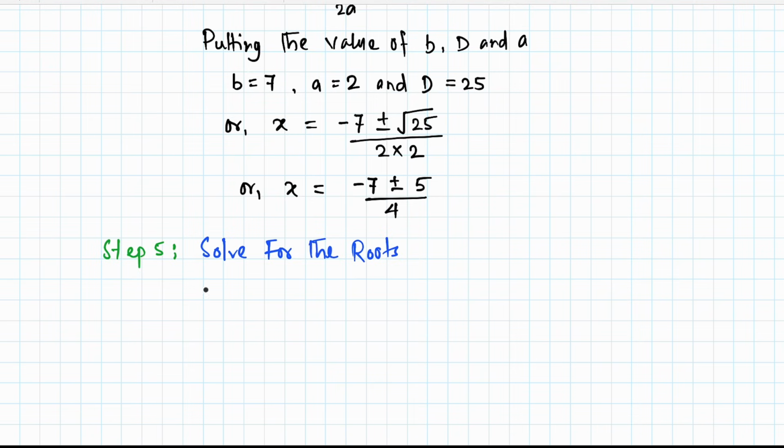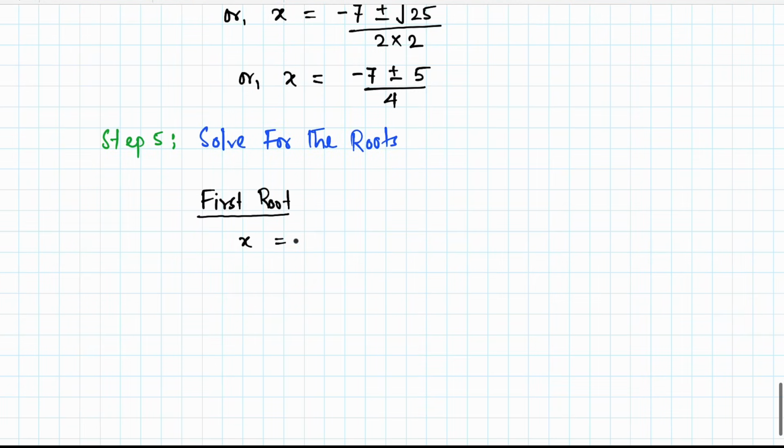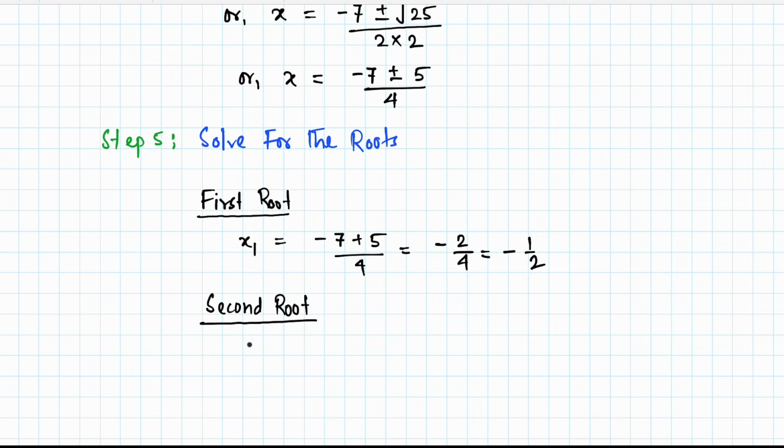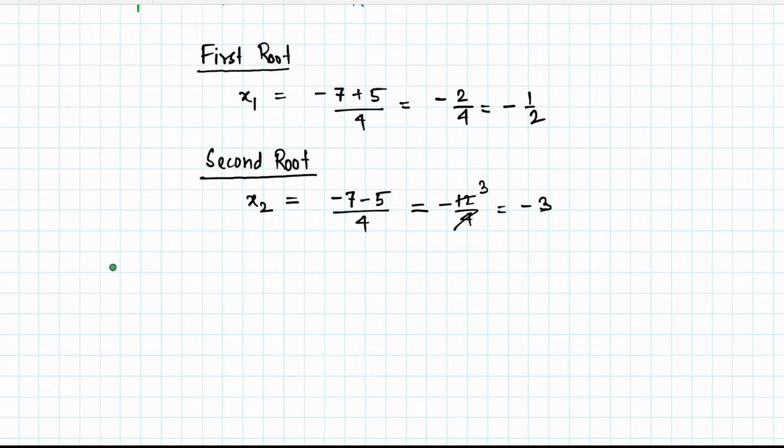So first root, how will we get it? We will take x equal to minus 7 plus 5 by 4. That means minus 2 by 4, which is minus half. Second root, we will take minus 7 minus 5, not plus 5, minus 5 by 4, which is minus 12 by 4, and it will give minus 3. So we get two roots, that is minus half and minus 3. This is the final result.